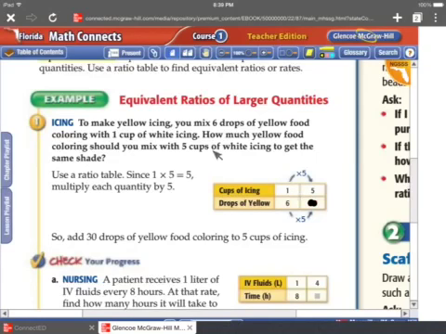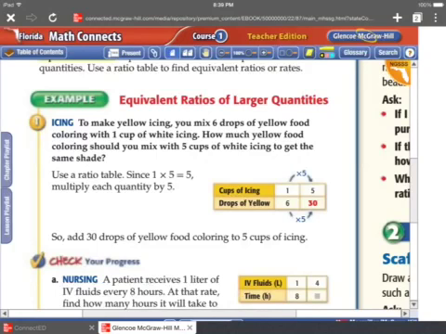Now, the question asks how much yellow food coloring should we mix with 5 cups of white icing to get the same shade. So, thinking of a ratio, if we're going to go from 1 cup to 5 cups, we need to go up, so we're going to multiply. In this case, to get from 1 to 5, we need to multiply by 5. And since we're looking for equivalent ratios, we know we're going to do the same thing to the bottom. So we take our 6, we multiply by 5, which would give us 30.